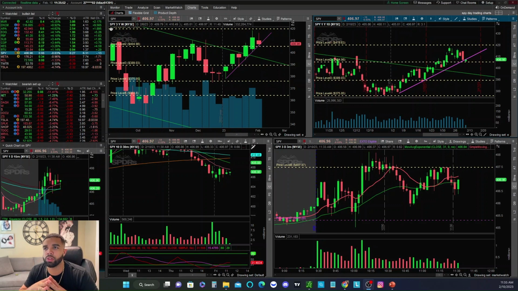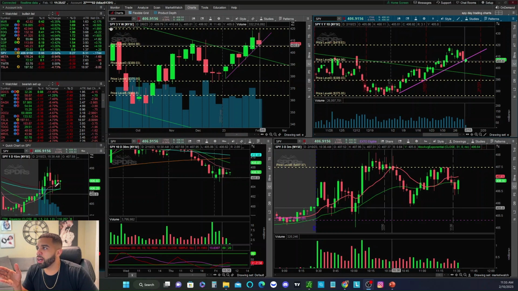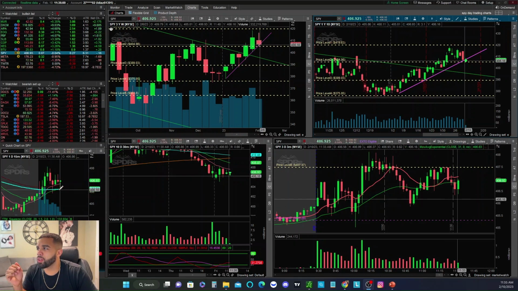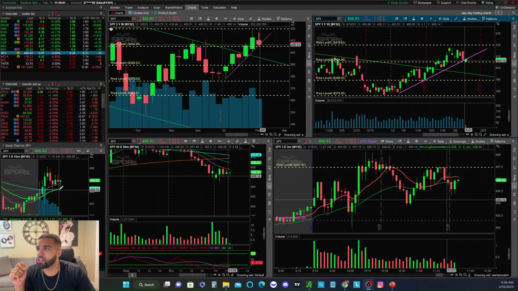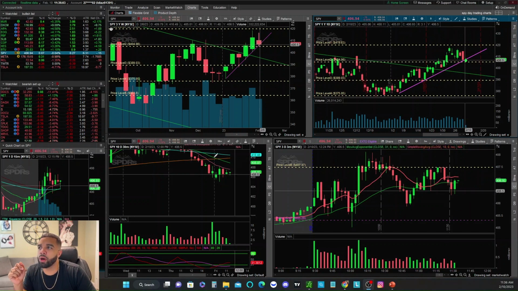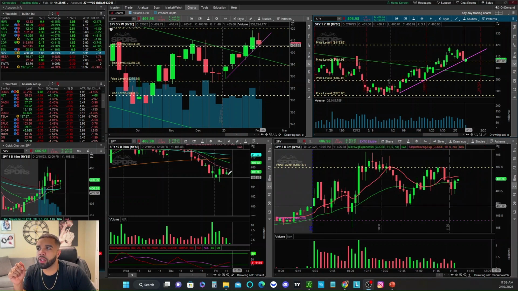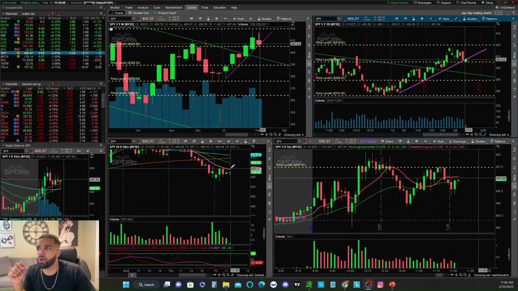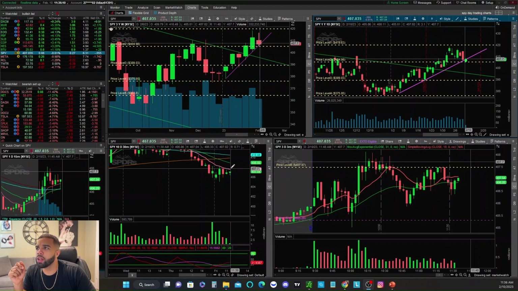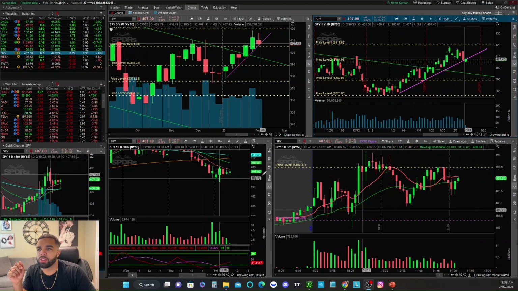So now we're getting a bounce right here on the SPY. It bounced right off of this 50 moving average on the 15-minute chart. But are we going to take a bullish play? No, because right now it still needs to break out of this range.